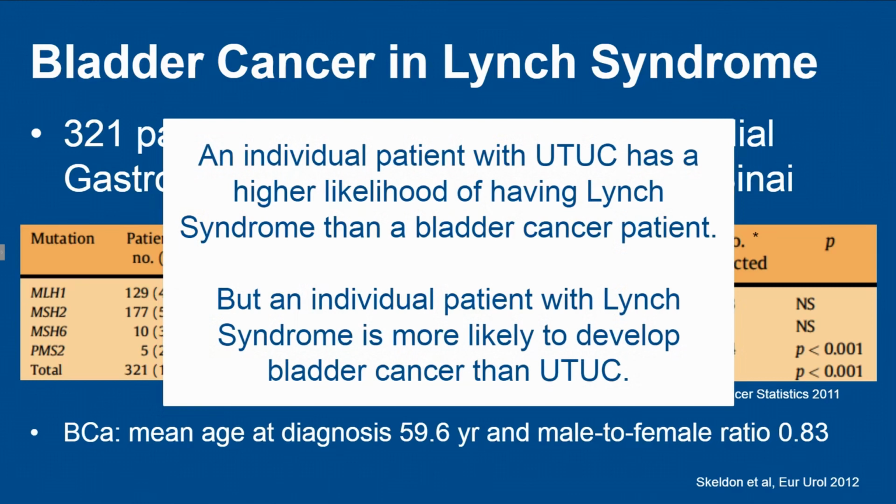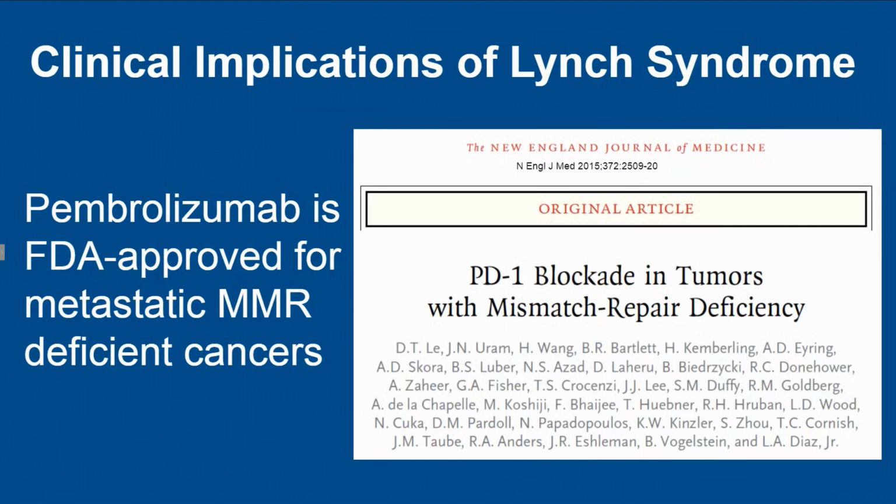Just to be clear, an individual with upper tract disease has a higher likelihood of having Lynch syndrome. And so this is something that we think about, especially in that context. But a patient with Lynch syndrome itself is actually more likely to have bladder cancer than upper tract, and that's something we often lose sight of.